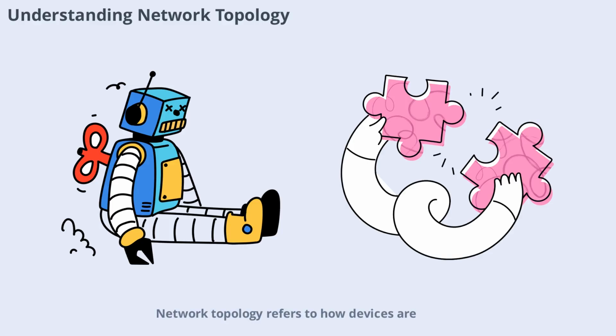Network topology refers to how devices are physically or logically arranged in a network. The layout of a network affects its performance, reliability, and scalability. There are several common topologies, each with its own advantages and disadvantages. Let's explore the main types: bus, star, ring, and mesh topologies to see how they shape the way data travels within a network.